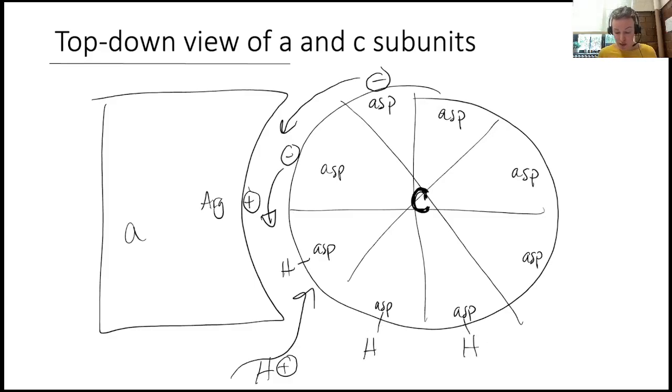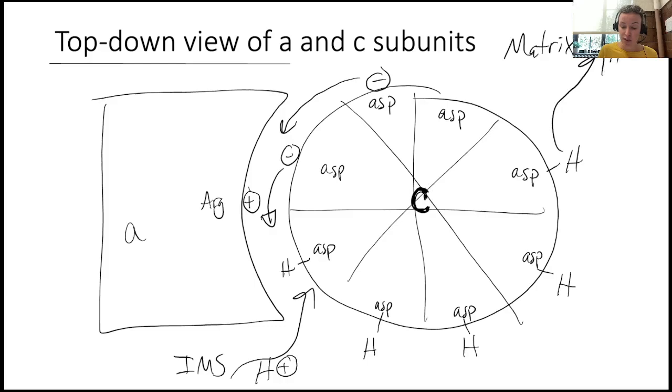And as we rotate around the C ring, eventually we end up with a part of the C ring that is exposed now not to the inner membrane space, but to the matrix. And the matrix is deficient of protons, right? So it has a more basic pH. And so at a more basic pH, aspartate would tend to be deprotonated. So what happens is that proton is lost.